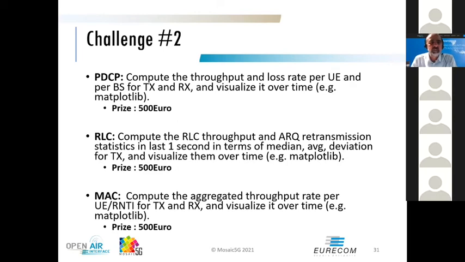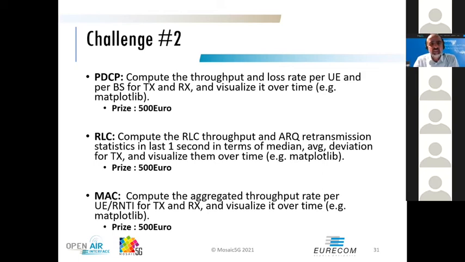So the first one is related to the PDCP, which stands for computing the throughput and loss rate per UE and per base station for TX and RX, and visualize it over time. For instance, use matplotlib. So you saw that in a get attribute, we could get the relevant attributes of the PDCP that actually help us to calculate the throughput. So here we have the aggregated number of bytes in the TX and RX. We have the timestamp. We could have a window and basically periodically measure the throughput at the PDCP level. Of course, on a per UE basis and for the total overall base station.